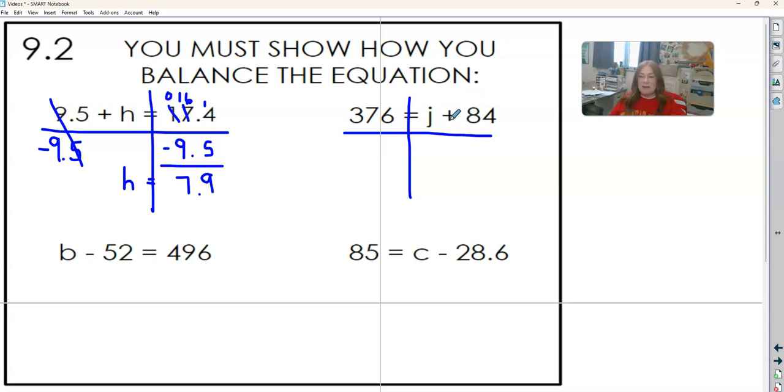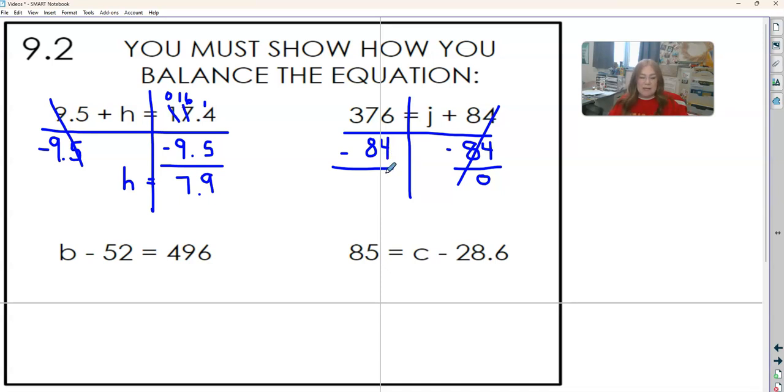So we have it. It was added. We want to do the opposite, which is subtract it. 84 minus 84 makes 0. Right? That's gone. But if I do it to this side, I have to do it to this side. So we're going to line up our place values and go ahead and try out that problem and then come back and let's check your work.